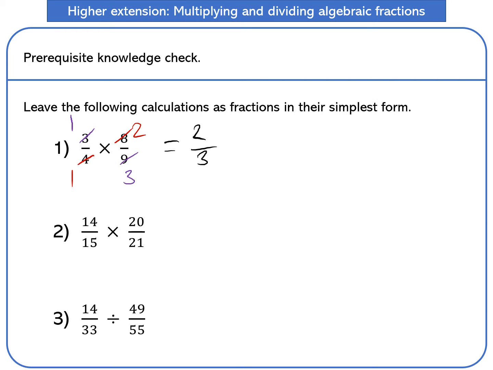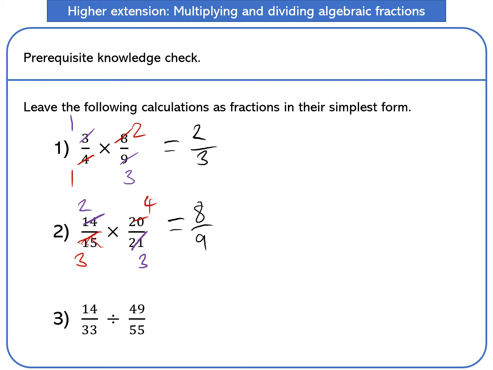Let's take a look at the question underneath using a similar method. So instead of 15 and 20, I can say, right, 5 is a highest common factor of those two. How many 5s go into 15? 3. How many 5s go into 20? 4. And then in a similar way, 7 goes into 14 twice, 7 goes into 21 3 times. So now that's just going to be 2 times 4 is 8, 3 times 3 is 9.